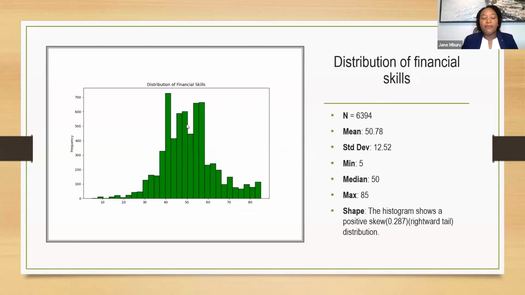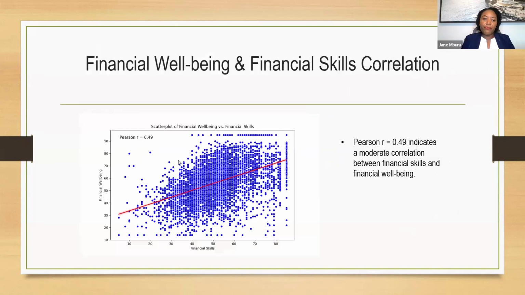This is a histogram for financial skills distribution. It's normal, but it's slightly skewed to the right. It has a mean of 50.78 and a standard deviation of 12.252. Again, the standard deviation is slightly larger for a mean of 50.78.